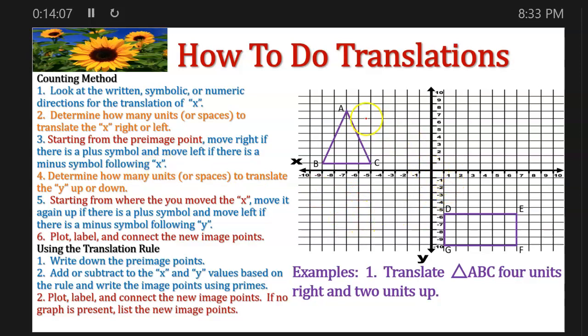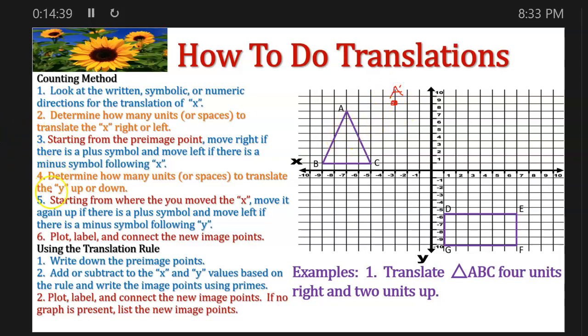Okay, so this is where it's a little different. When we start counting, we're not going to start at the origin. Normally when we plot coordinate points, we would start at the origin. Well, since we're moving or sliding or translating this shape here, we need to start at each point to move that point to its new location. So we're going to start at A, and we're going to move that point 4 units to the right and then 1 unit up. And when we get to that point, we're going to mark it with a little dot, and we're going to label it A prime.